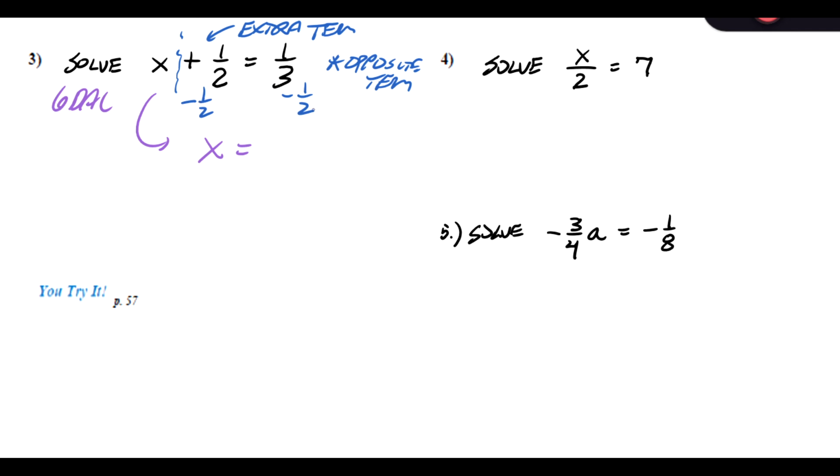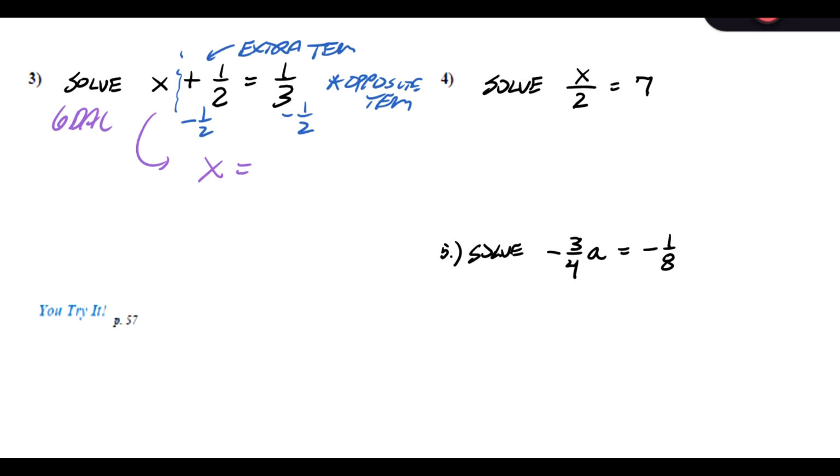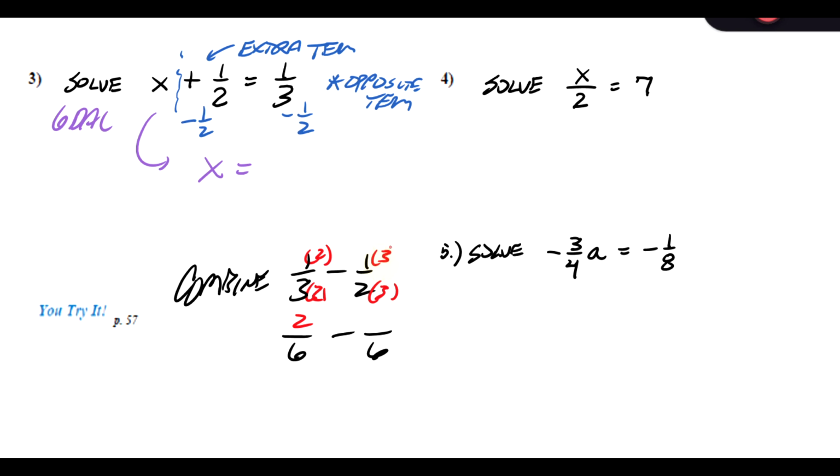But 1/3 and -1/2. Well, I know I need to combine 1/3 and -1/2 to get my answer. So we get a common denominator of 6. So multiplying the 3 by 2, the top and bottom by 2, I get 2/6 minus multiplying the denominator by 3 and the top by 3, I get -3. So 2/6 minus 3/6 is -1/6. So the answer would be -1/6.